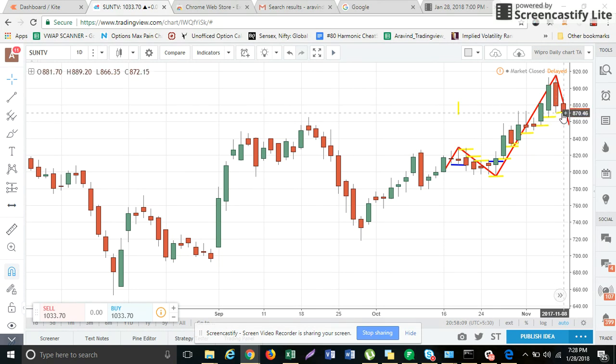On the next day, what happened? It opened up at 881 levels, formed a swing low, and it also hit our stop loss, which is 870. Our first trade ended in a loss. Our next buy trade ended in huge profit. Our entry was 814.45, and we exited our trade at 870 levels. So almost 53, 55 points profit we booked on the second trade.